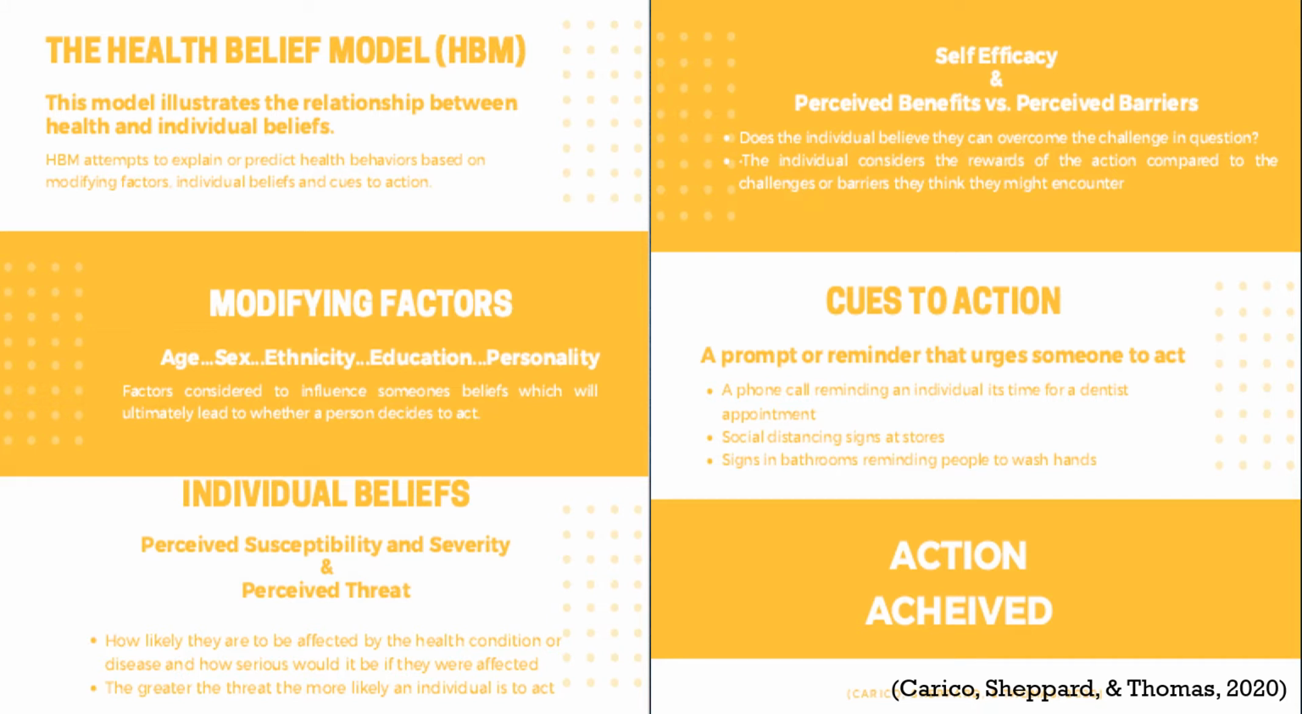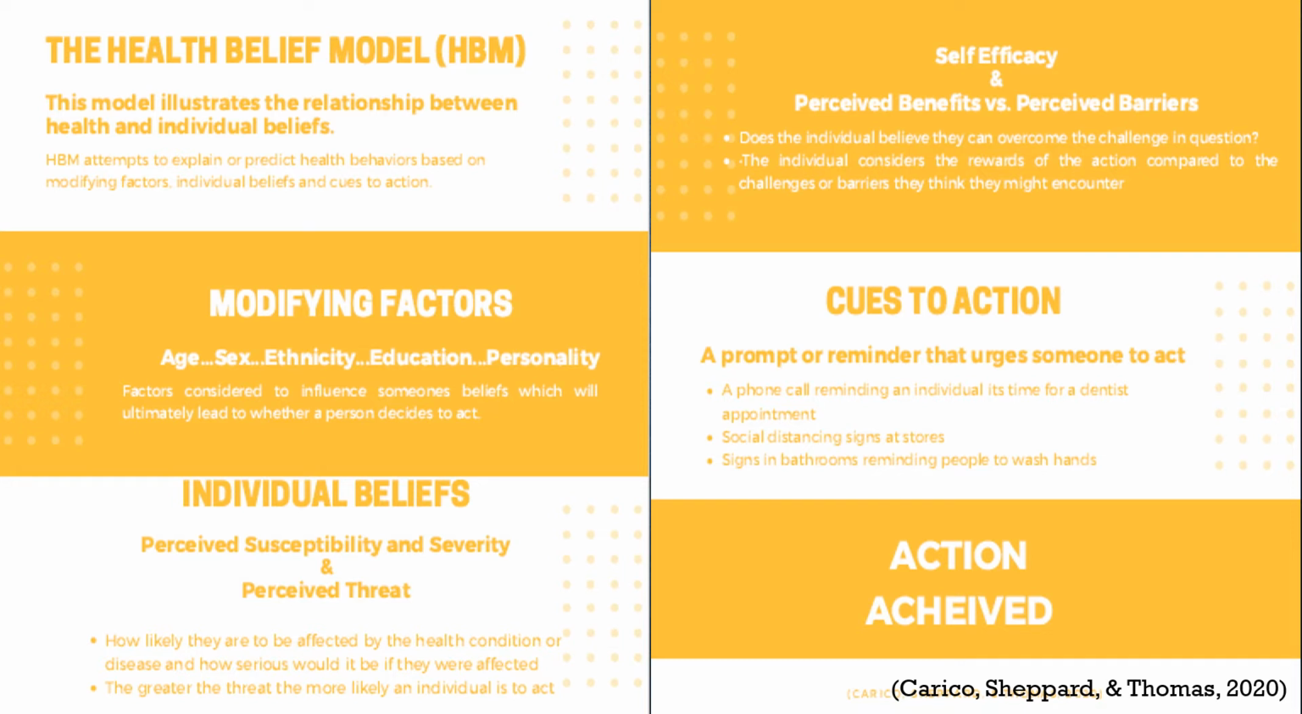The health belief model attempts to explain or predict health behaviors based on modifying factors, individual beliefs, and cues to action. Modifying factors can be something like age, sex, ethnicity, education, personality. These are really factors that are considered to influence someone's beliefs, which will ultimately lead to whether a person decides to act.